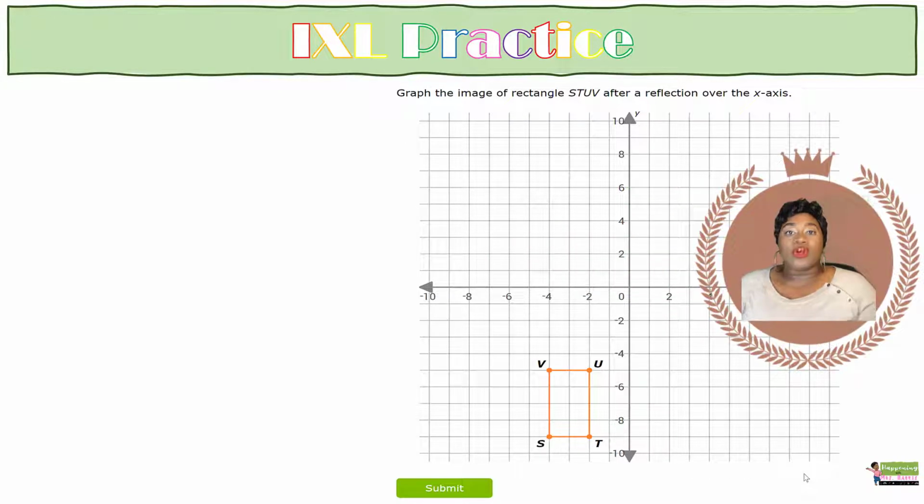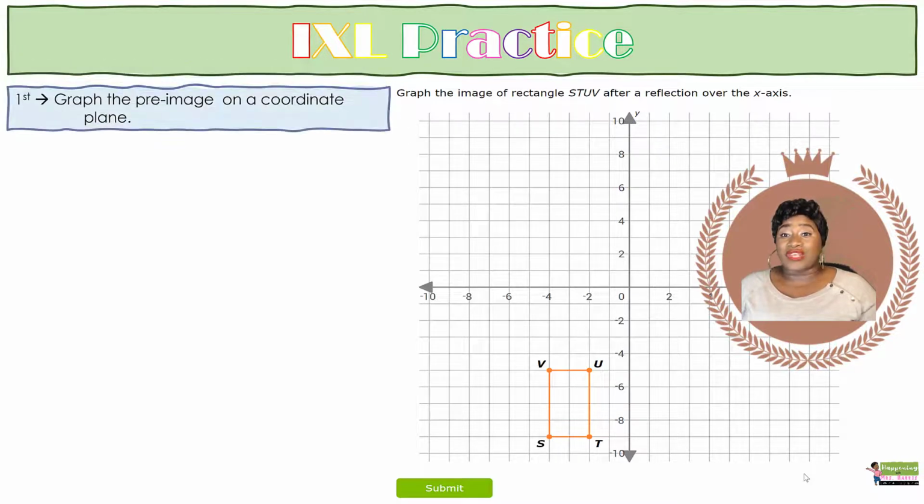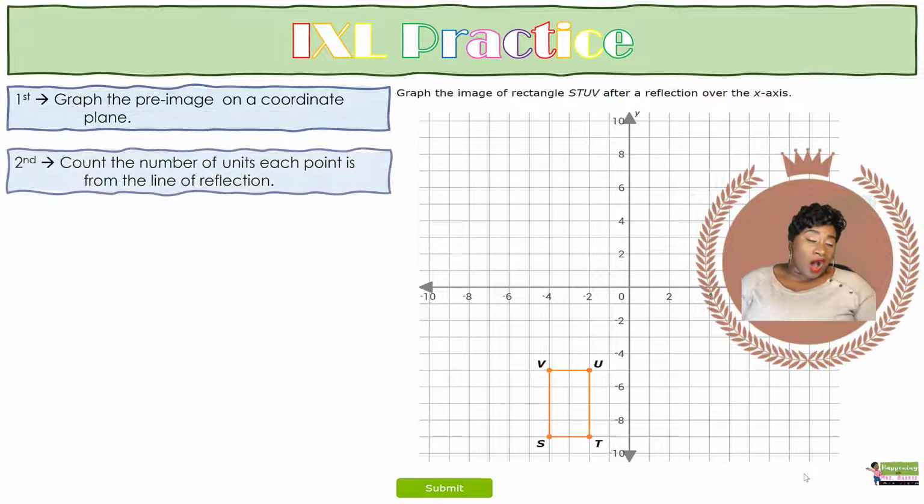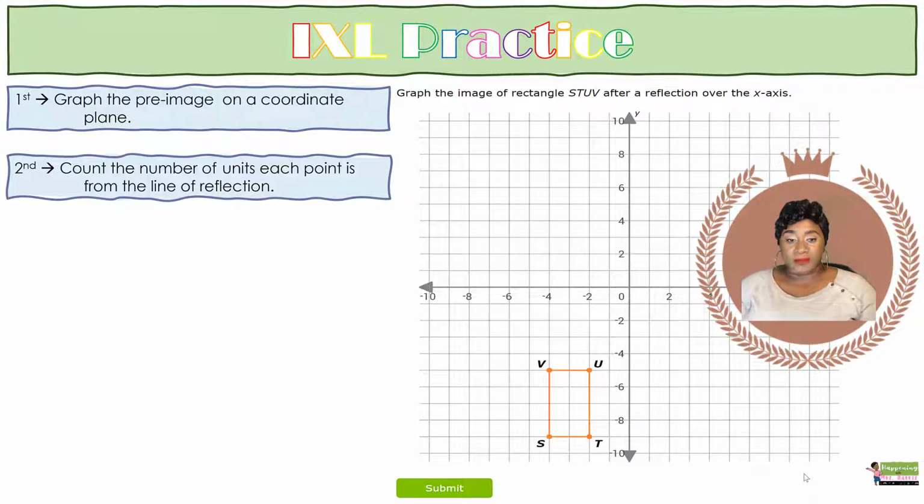Our last example, your practice today is going to be on the website IXL.com. So we're going to pull one example from that website so that you can get an idea of what will be expected of you. So here's our problem. The sample problem asks us to graph the image of rectangle STUV after reflection over the x-axis. So per usual, the first thing we're going to do is graph the pre-image on the coordinate plane. As you can see, IXL has already graphed the pre-image for us.